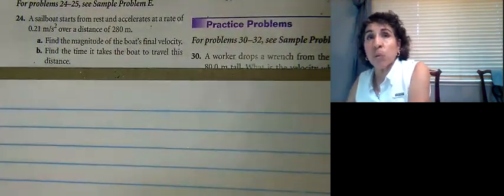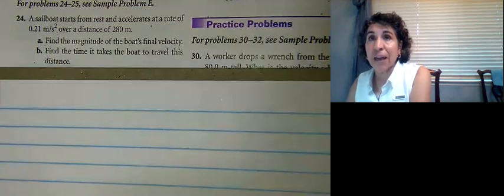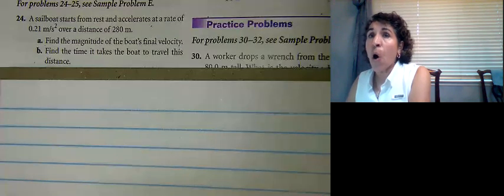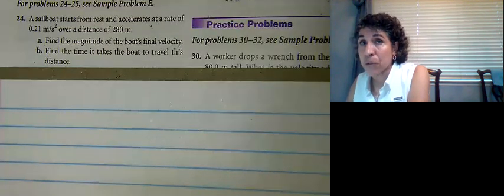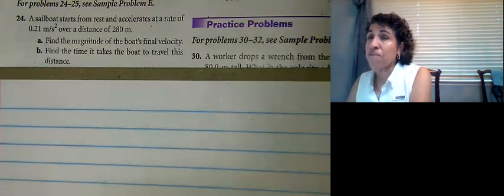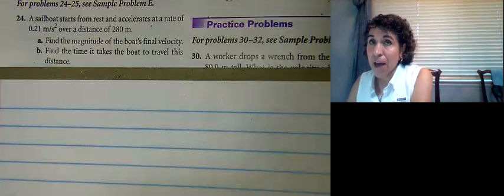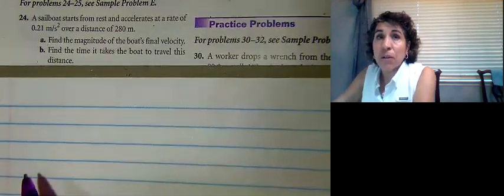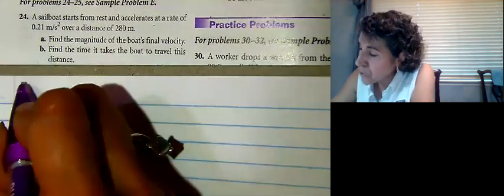Okay, so I got a boat, a sailboat that starts from rest and accelerates at a rate of 0.21 meters per second squared over a distance of 200 meters. I want to know the magnitude of the final velocity, and they want to know what time it takes for the boat to travel this distance. Okay, so we just start translating. Starts from rest, that's the first thing we know.